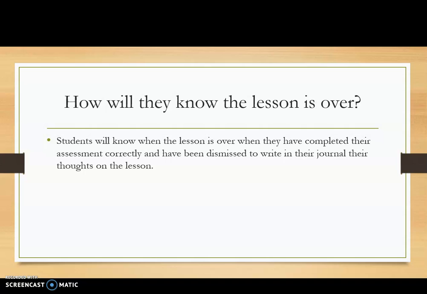They will know the lesson is over when they have completed their journal as well as completed the lesson assessment. So they will need to meet up with me, let me dismiss them to write in their journal, and after they're done writing in their journal, they will be dismissed, and that's how they will know that the class is over and the lesson will be done.